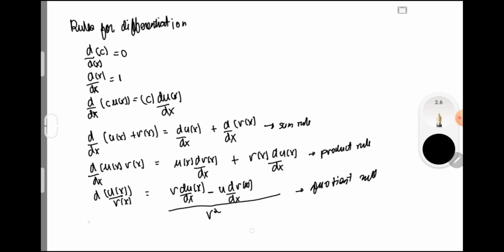And lastly, we have our power rule, wherein the derivative of u of x raised to n dx is equal to n u of x raised to n minus 1 du of x over dx. So these are the different rules for differentiation in algebraic functions that we have derived using our limits. So now I will demonstrate the different uses of these formulas.